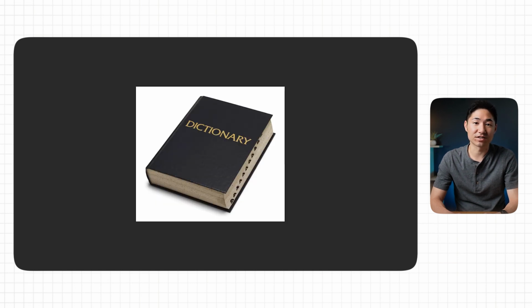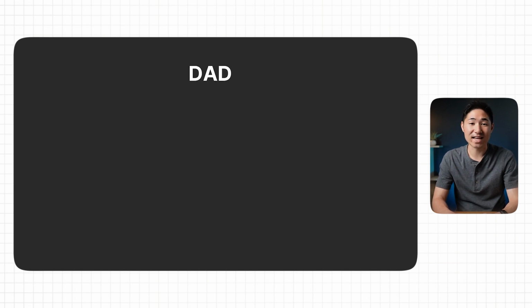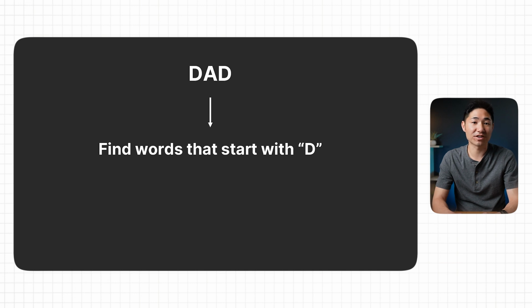The best example to understand this is to try to think of an efficient algorithm to find a word inside of a dictionary. If you were searching for the word dad, you'd probably flip to some area towards the first quarter of the dictionary to find the words that start with the letter D, right?